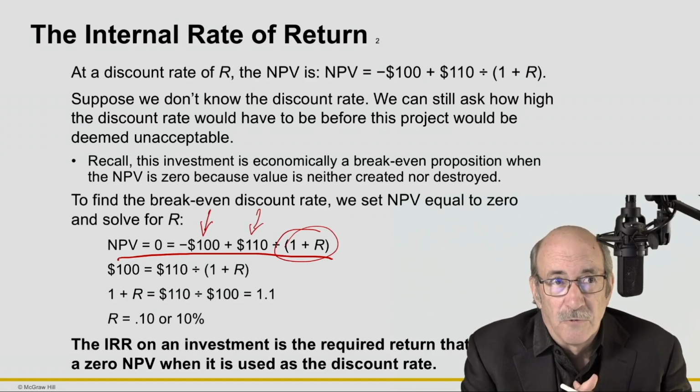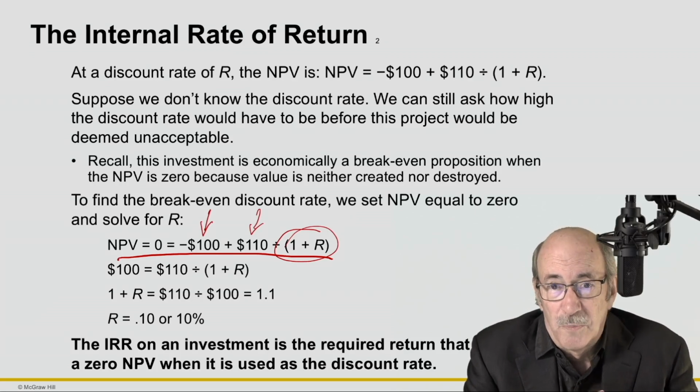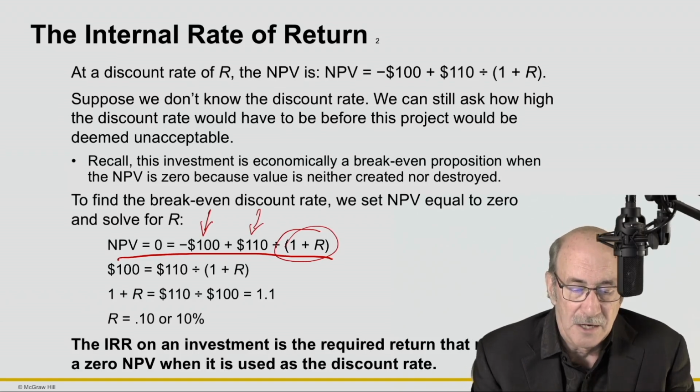If the R was at 10%, we would end up with a 0. If it was higher than 10%, we would end up with a negative value. If it was lower than 10%, we would end up with a positive NPV project. But when we calculate an IRR, what we're looking for is the rate of return that actually sets NPV equal to 0.